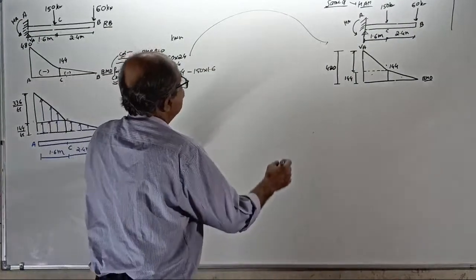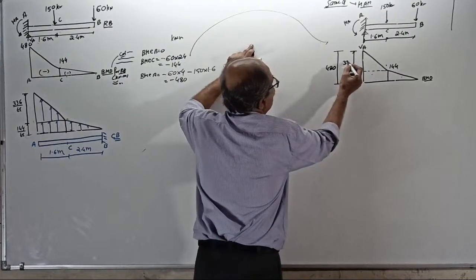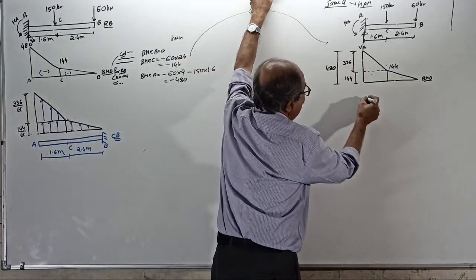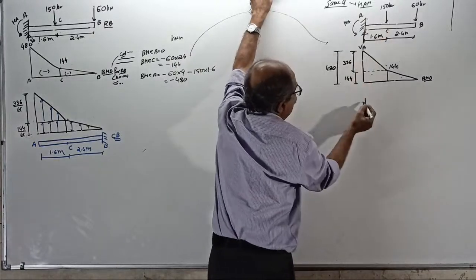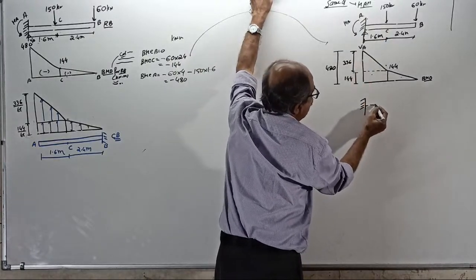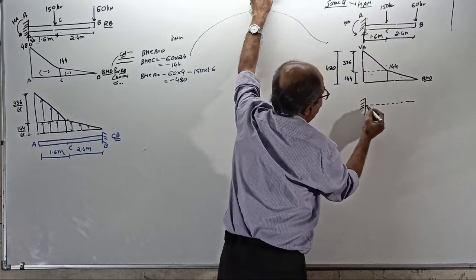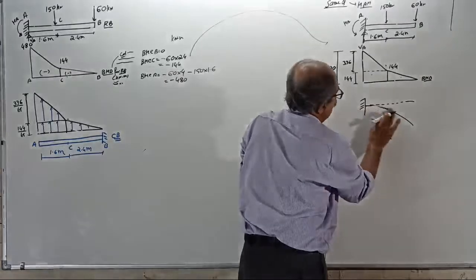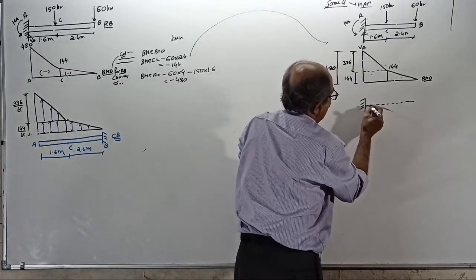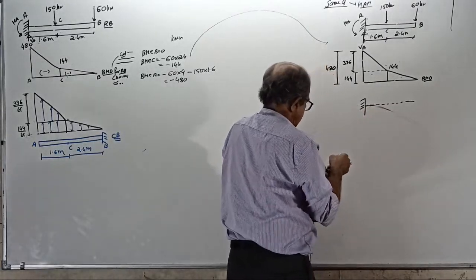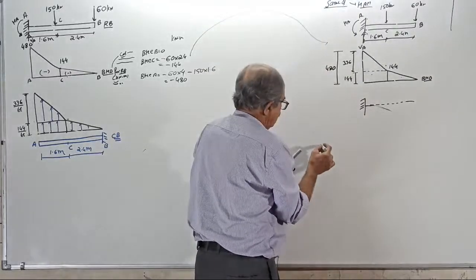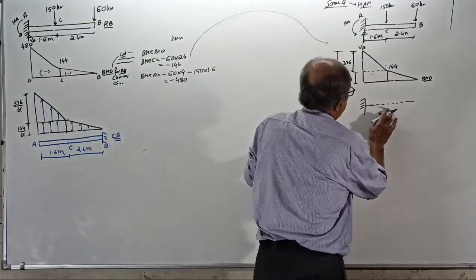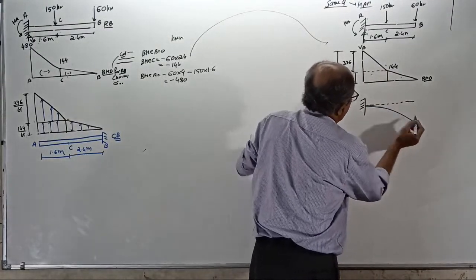336. This is the BMD. Then you draw the elastic curve. See the real beam. The beam is like this. This way, the beam will deflect like this. This way. And one more thing.